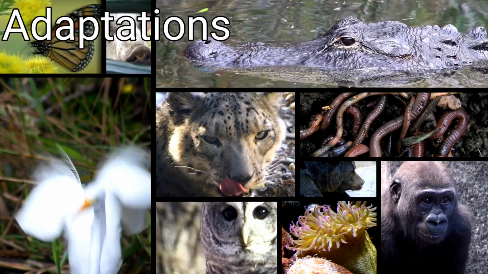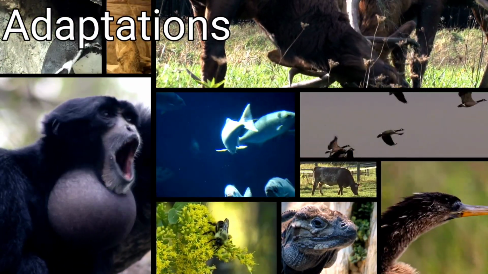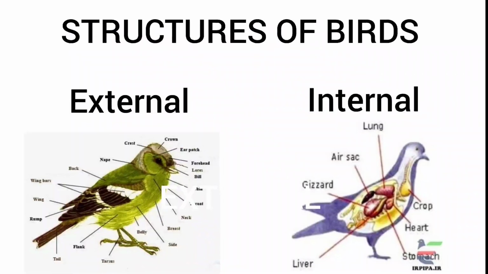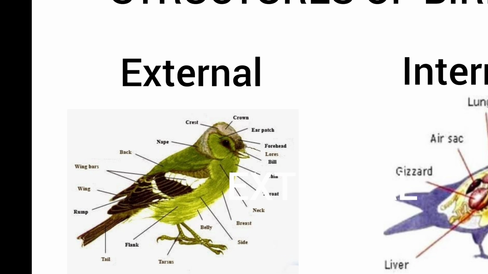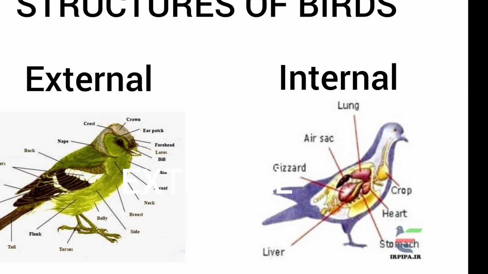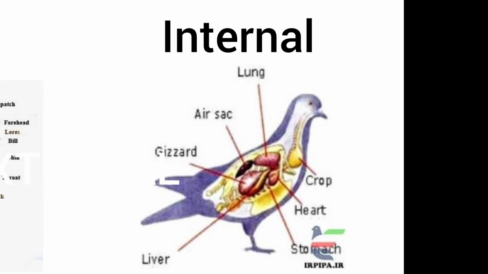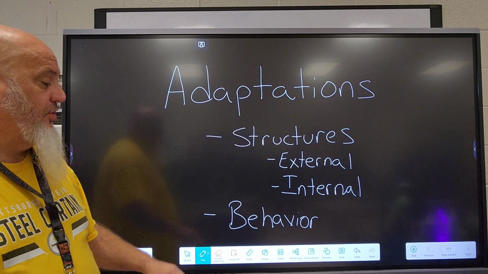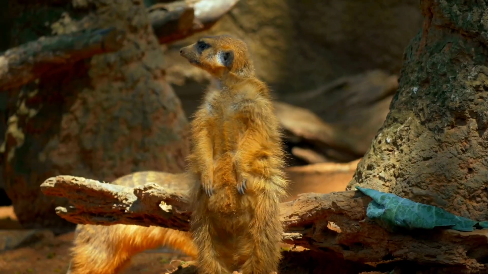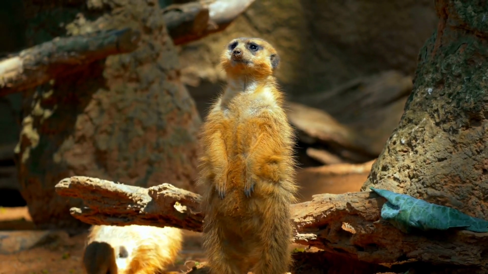We also learn about these things called adaptations. They're things that animals do or have that help them survive. Structures are the animal's body parts. You have your external structures, like your hands and your nose and your ears. Then you've got your internal structures, like your heart and your lungs and your stomach. Some adaptations are behaviors. They're things that the animals do to help them survive, not things that they have that help them survive.